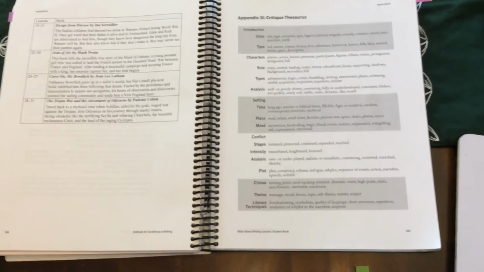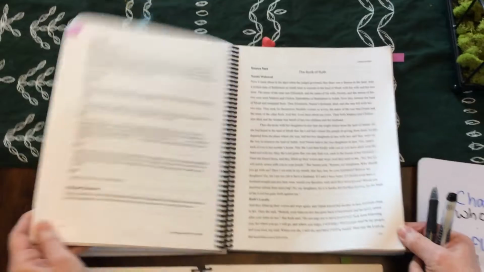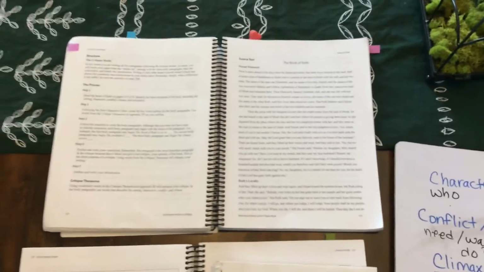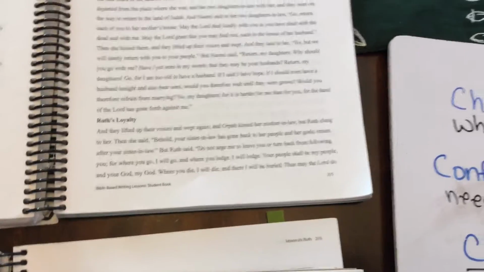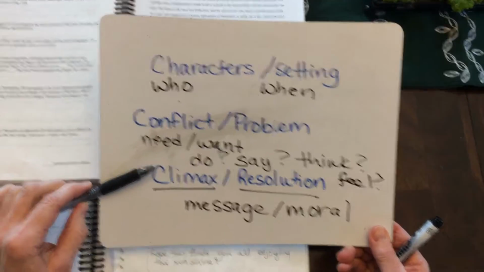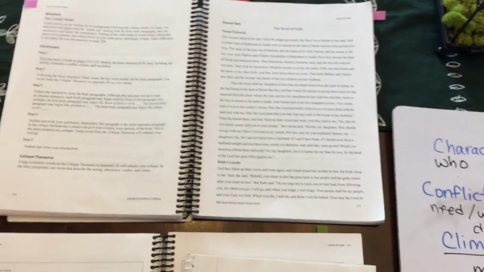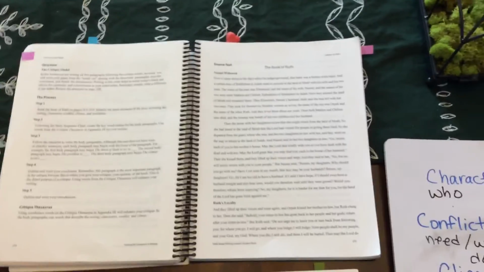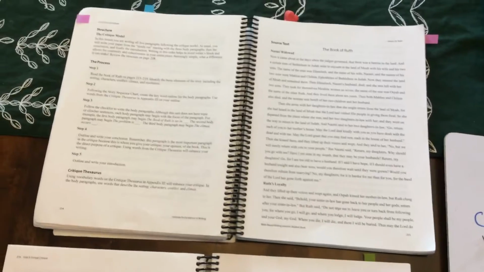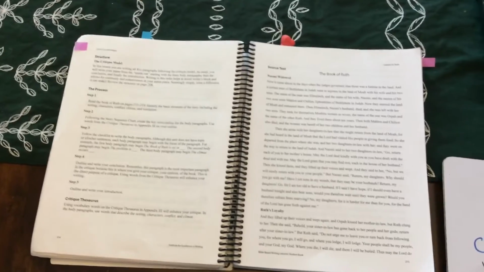Once you have that in your mind, I want you to go and read the source text, which is on page 215, the Book of Ruth. I want you to read that with the character setting, conflict, problem, and climax resolution in your mind. You will then write your keyword outline. Make sure to follow the story sequence chart and use that thesaurus.